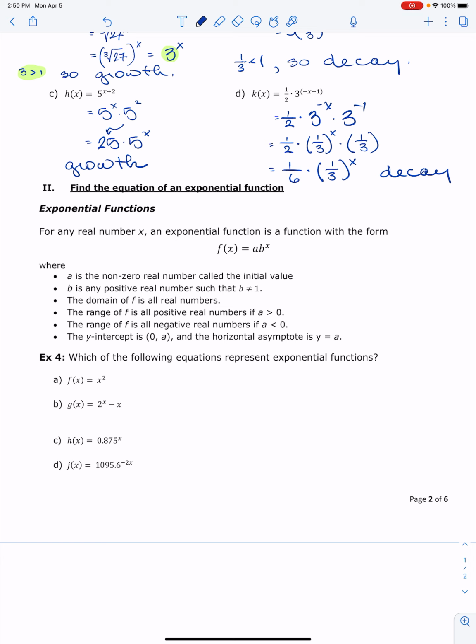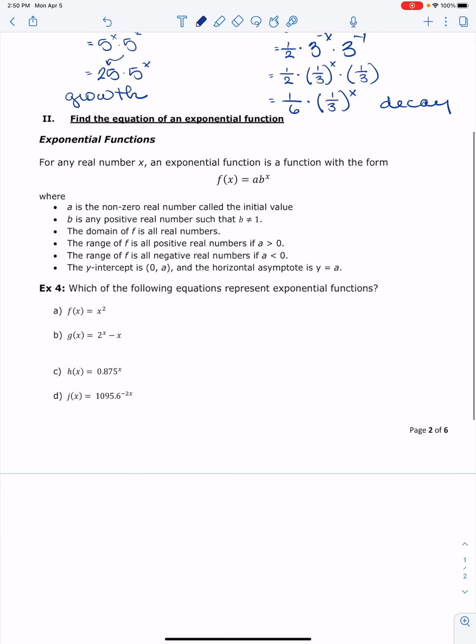The domain of f is all real numbers. We can plug anything we want into this. The range is all positive real numbers if a is positive. And keep in mind, this is before we move it around at all. It's negative if that leading multiplier, that a, is negative. Our y-intercept here is going to be (0, a), and our horizontal asymptote is y equals 0.